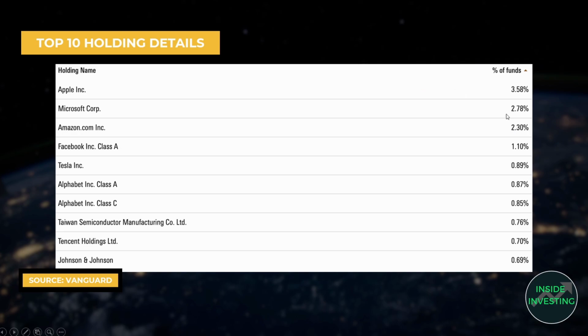And also we see the big performance of Microsoft, Amazon, Tesla of course, Google as well. We see those companies all included in the tracker. So we're very happy to see that.